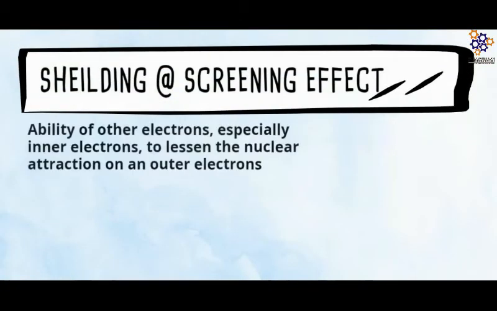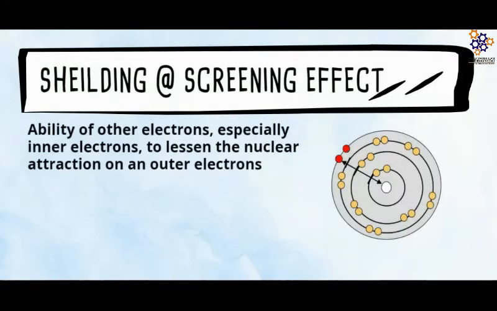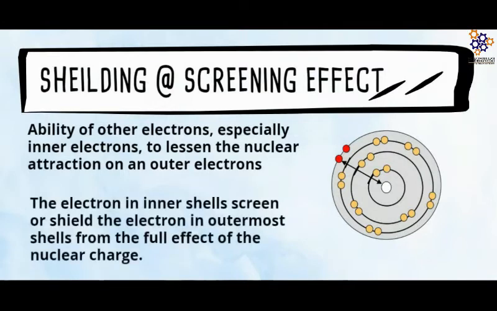Shielding or screening effect. The ability of other electrons, especially inner electrons, to lessen the nuclear attraction on an outer electron. The electrons in inner shells screen or shield the electrons in outermost shells from the full effect of the nuclear charge.